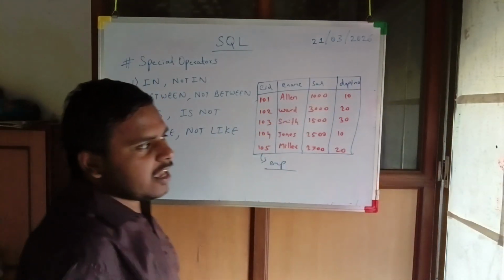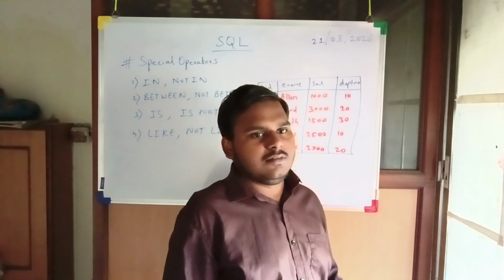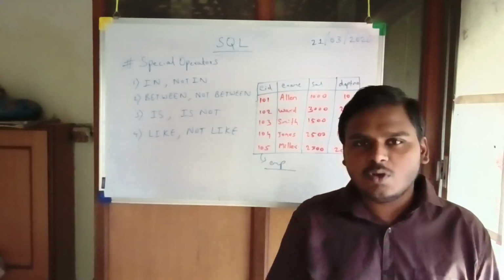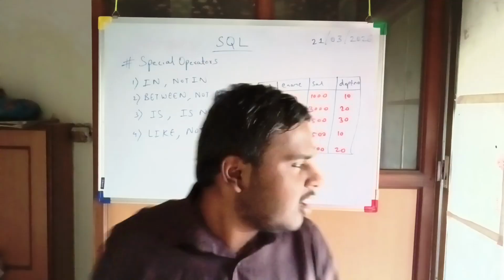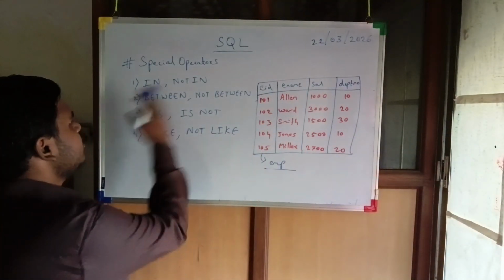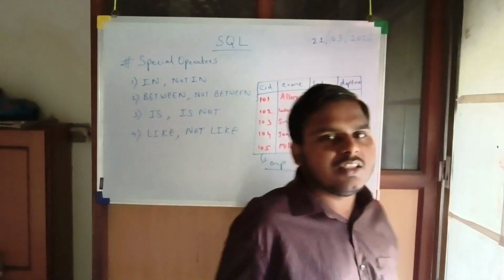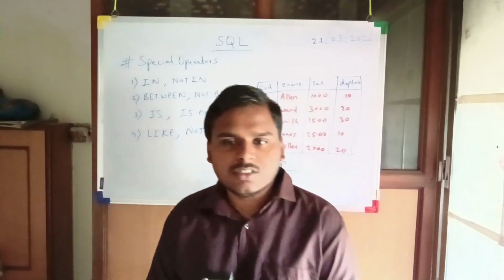The first 4 behave like Sri Ram in the family, a responsible elder sibling. And the opposites, NOT IN, NOT BETWEEN, IS NOT, NOT LIKE, will do every other thing which big brothers or big sisters do not do.